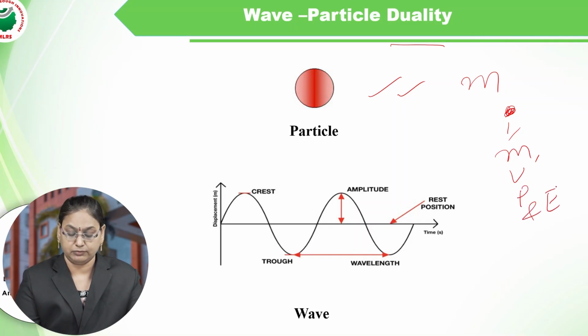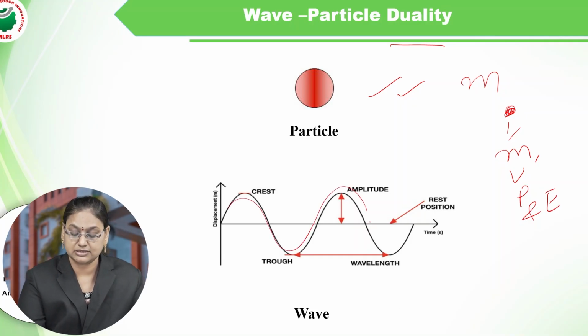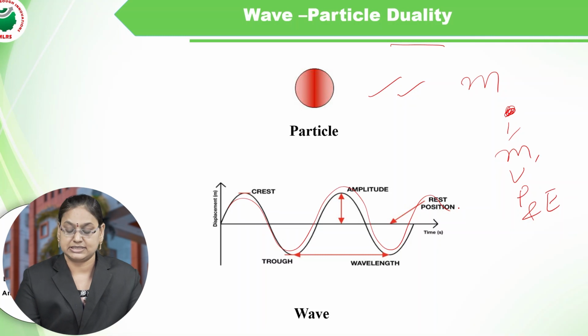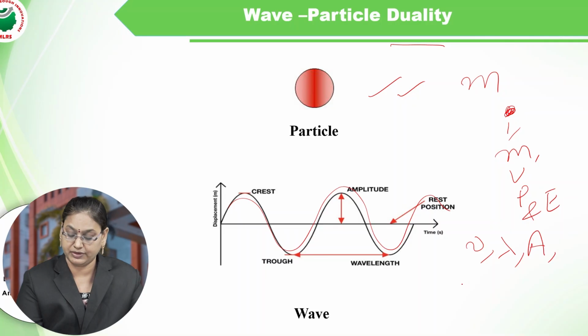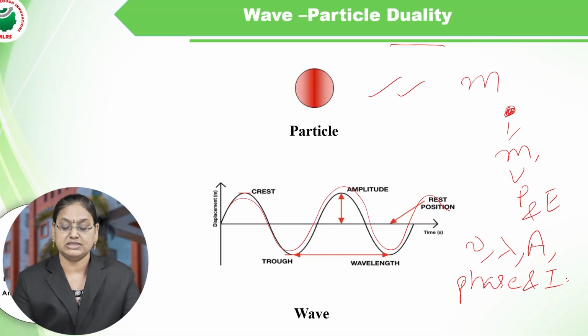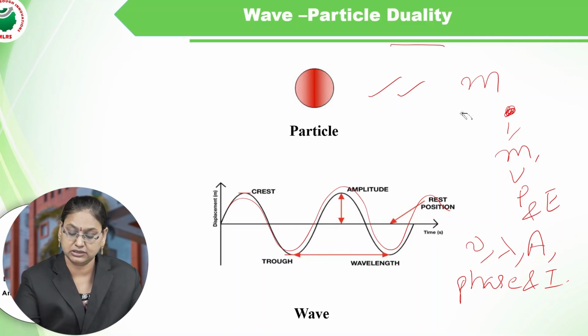Next, what is a wave? Wave is spread out of disturbance. It is spread out of disturbance in a medium or space. Wave is specified by frequency, wavelength, amplitude, phase and intensity. Next we will try to understand what is wave particle duality.